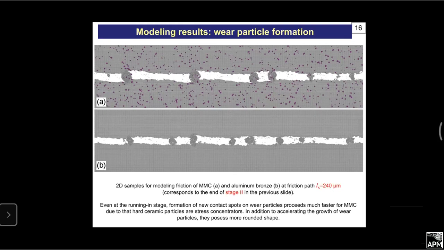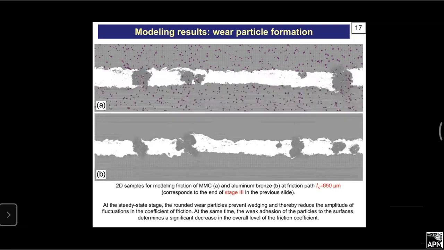In addition, wear particles of metal matrix composites possess a more rounded shape. At the steady state stage, the rounded wear particles prevent wedging and thereby reduce the amplitude of fluctuation in the coefficient of friction. At the same time, the weak adhesion of the particles to the surface determines a significant decrease in the overall level of the friction coefficient.